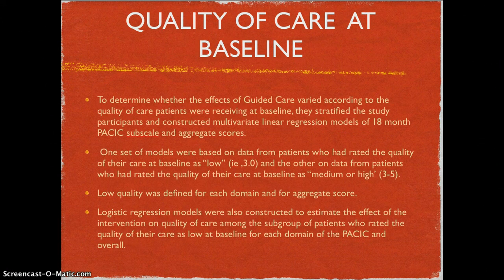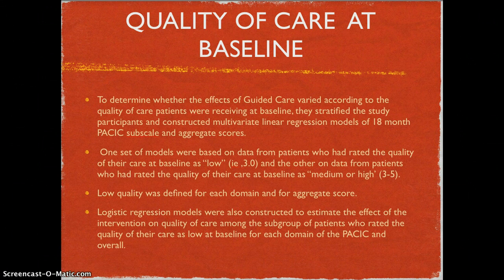So to determine whether the effects of guided care varied according to the quality of care patients were receiving at baseline, they stratified the study participants and constructed a multivariate linear regression model of 18-month PACIC scores and aggregate scores. One set of models was based on data from patients who had rated the quality of their care at baseline as low, and others on data from patients who had rated their quality of care at baseline as medium or high.